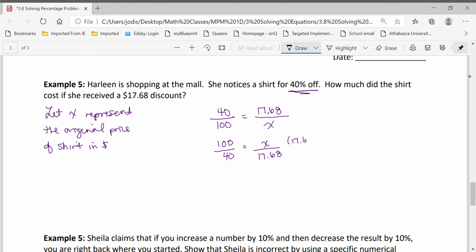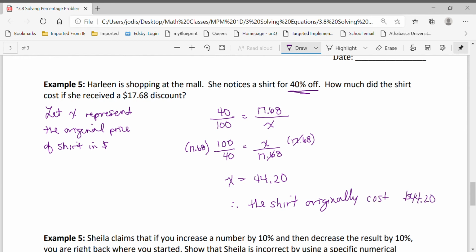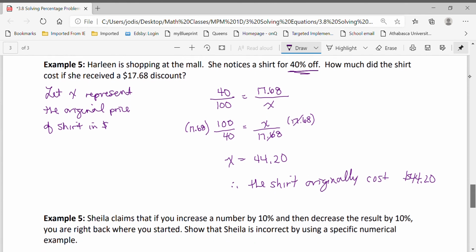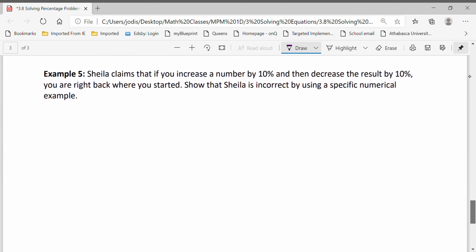And then we could multiply both sides by that denominator. Oops. So 17.68 times 100 and then divided by 40, we get 44.20. So therefore, the shirt originally cost $44.20. That's an expensive shirt.